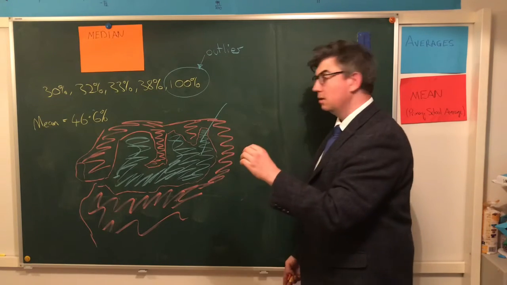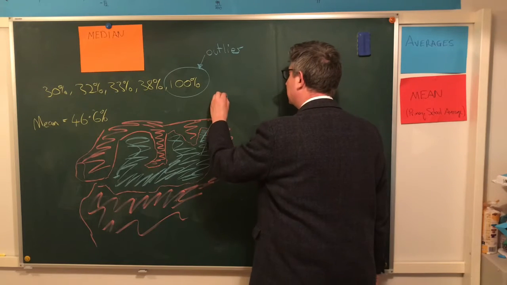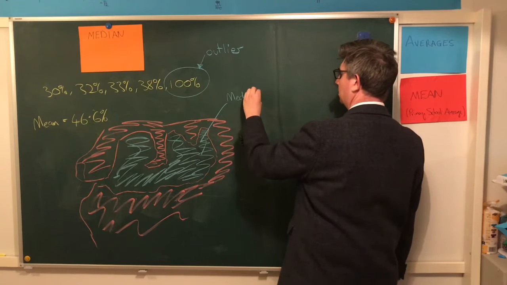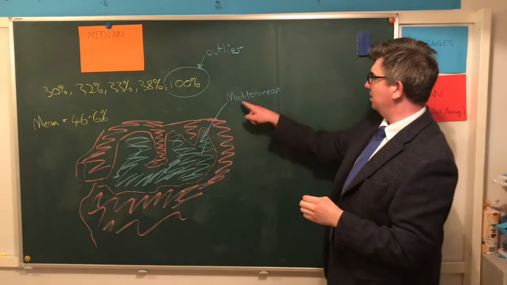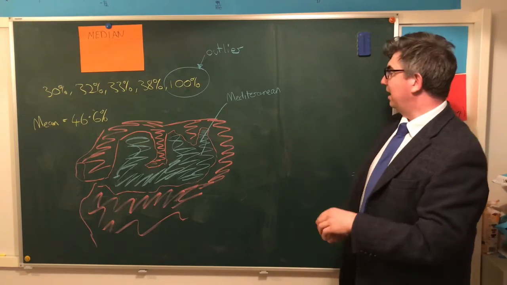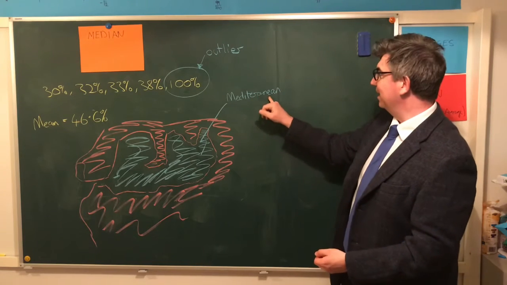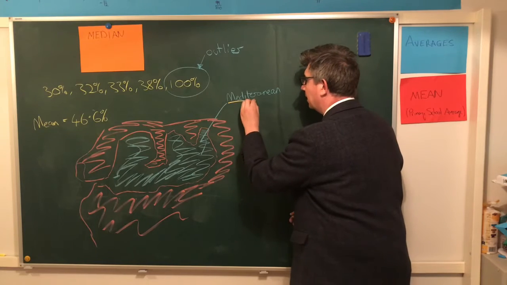Now, if you thought my drawing was bad, my spelling is even worse. Okay, so that's Mediterranean, I think that's it, okay? I don't really care too much about spelling from here on. The key things that I need to look at are Medi and Terra.